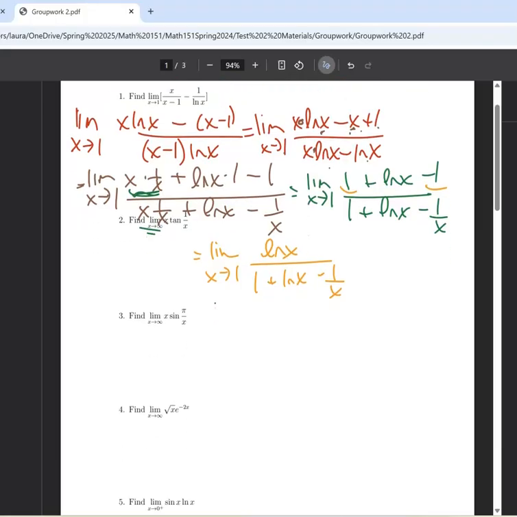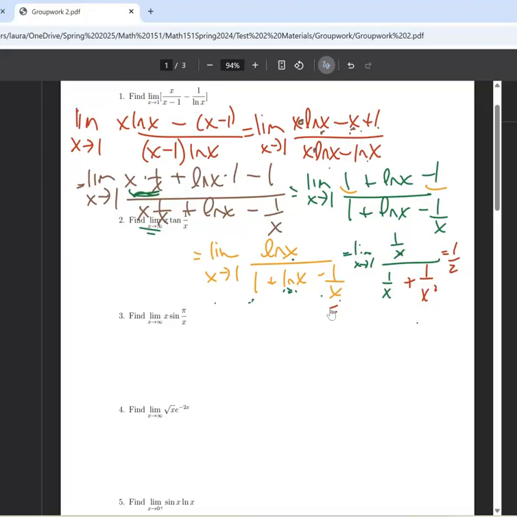So now if I plug in 1, I get ln of 1 is 0. 1, ln of 1 is 0, minus 1. Oh, it's L'Hopital ready again. Let's do it. Limit as x goes to 1, 1 over x over. The derivative of 1 is 0. The derivative of ln of x is 1 over x. And then the derivative of this gives me a positive 1 over x squared. There it is. I can plug in 1. I get 1/2. And that's the answer.